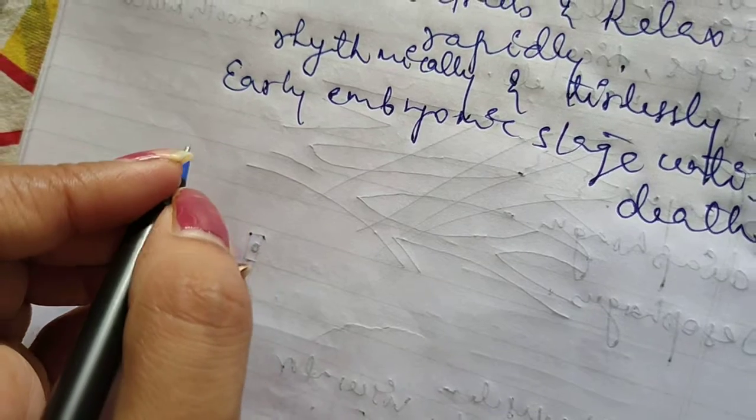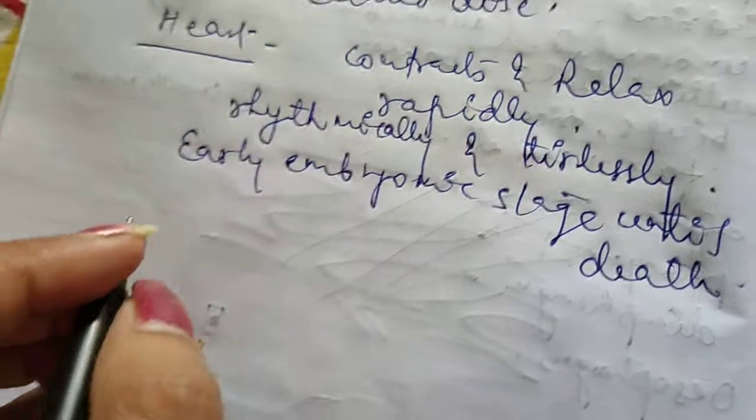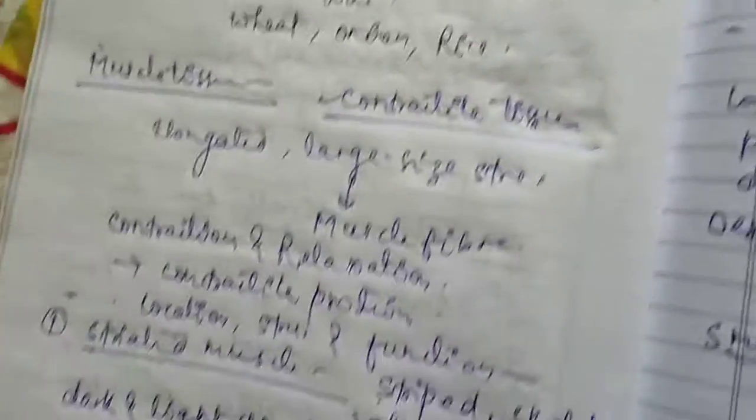So the contraction and relaxation of the heart muscle help to pump and distribute blood to various parts of the body. So this is all about the muscle tissue.